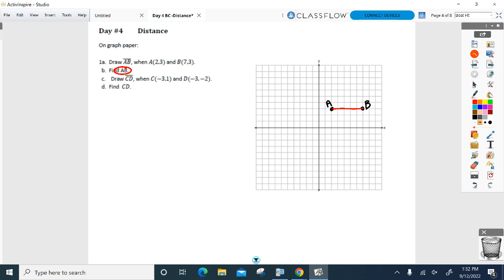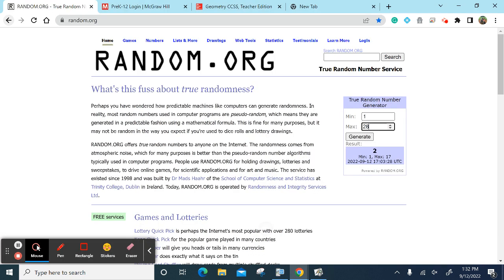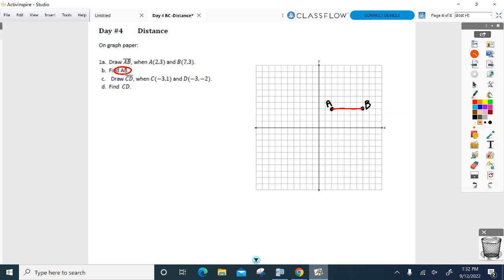Pretty easy on this one, hopefully. If you can count to 10, you can find the length of that line segment, right? Okay, so just count it up real quick. How long is AB? Let's hear from 12. 5 units. Yep, no big deal. 5 units. Okay, let's do it again for line segment CD.